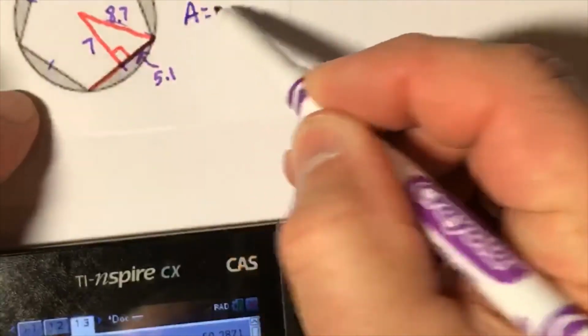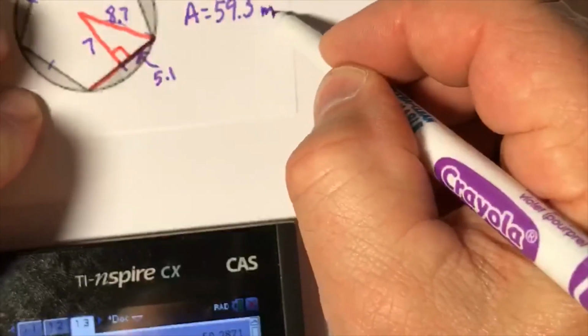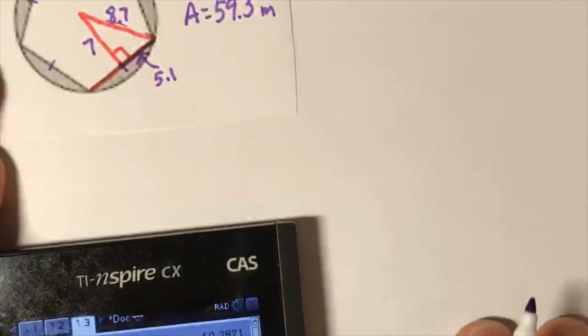So the area is equal to 59.3 meters squared. Don't forget to square that.